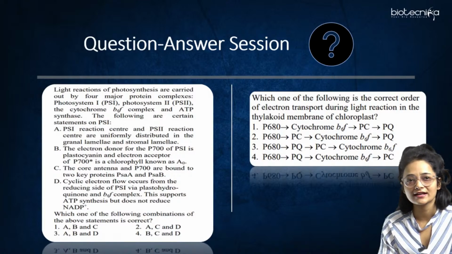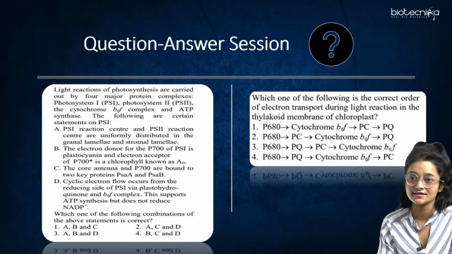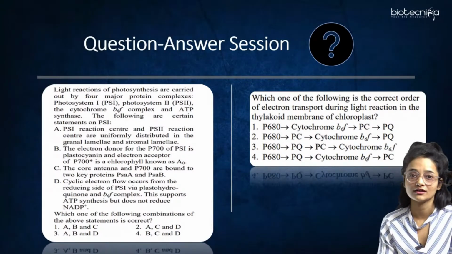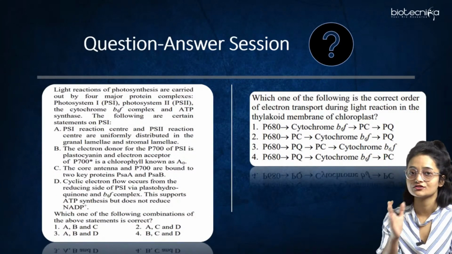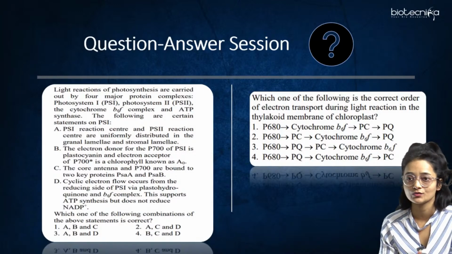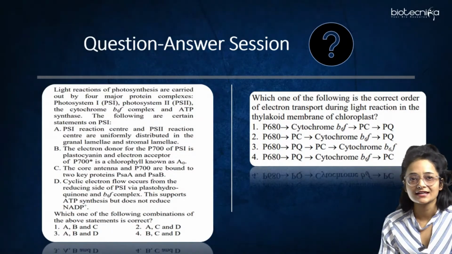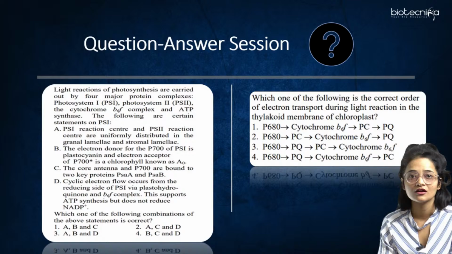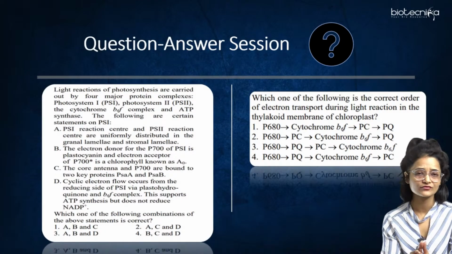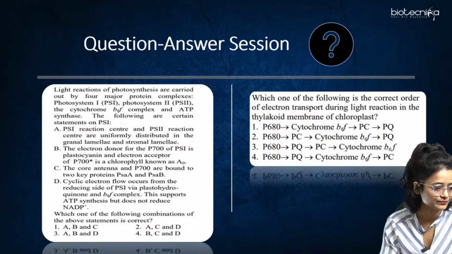Third, it says that the core antenna and the P700 are bound to two key proteins, PsaA and PsaB. That is also something we have studied and came across in that revision table where we compared PS1 and PS2, right? Then it says that the cyclic electron flow occurs from the reducing side of PS1 via the plastohydroquinone and b6f complex. This supports the ATP synthesis but does not reduce the NADP+. So which of the following statements is correct according to you?